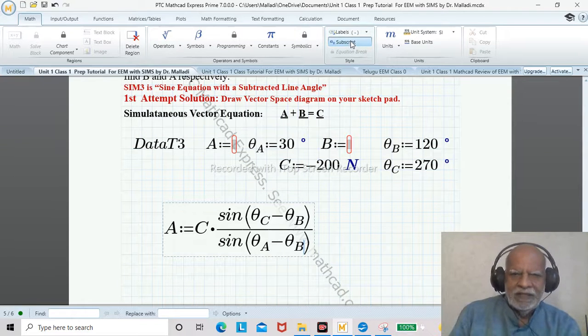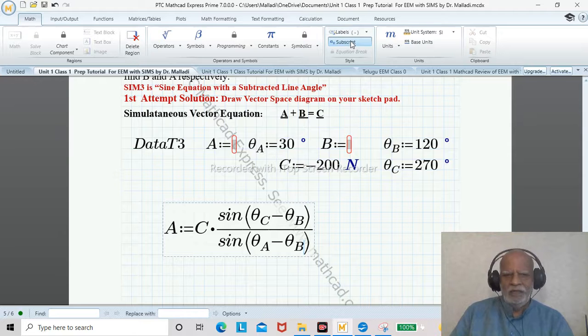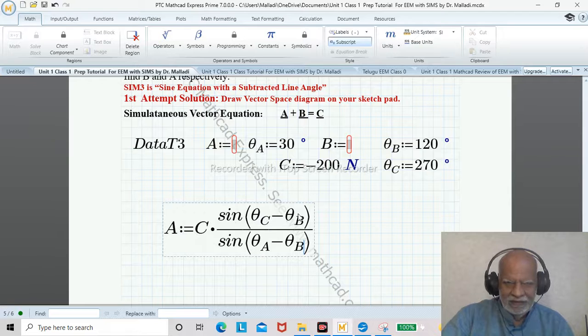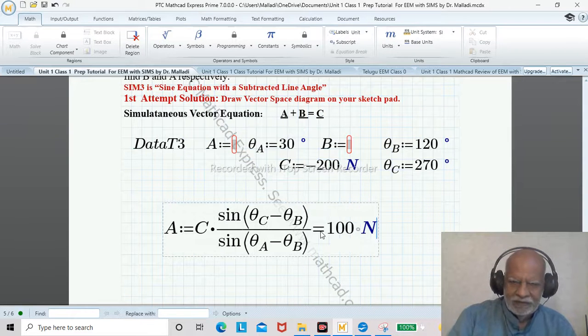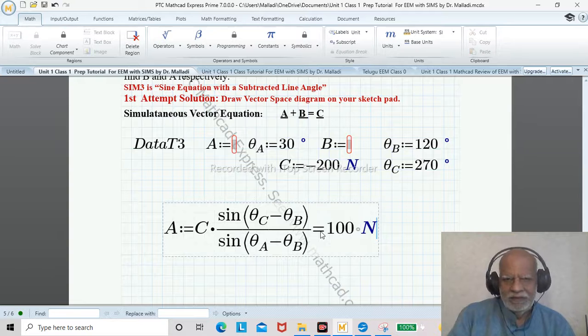See, these are the things that happen. Now I got the formula right. You see, theta C, C is theta C, and A theta A, and B B. Now I can come here outside, then equate to 0, so 100 newtons, if this is minus 200. Now I want to find out B. Do I keep on typing this? No, I don't have to do that.